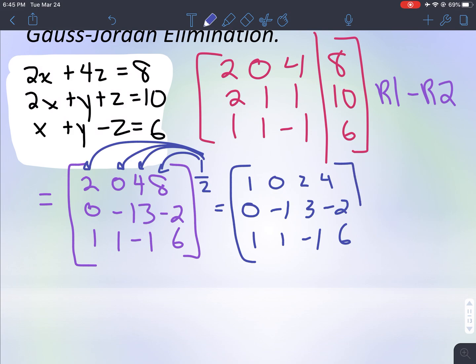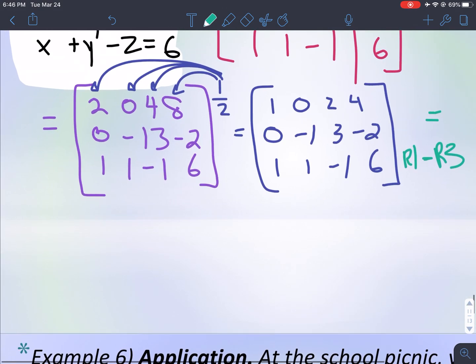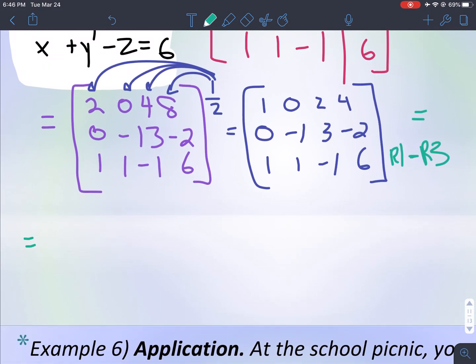Okay, so my next matrix, I have a 1 on the top diagonal there, and I have a 0 underneath. So far, so good. What else can I do next? See this 1 and 1? Why don't we do row 1 minus row 3? It'll give me 1, 0, 2, 4, 0, negative 1, 3, negative 2. Those stay the same. In the last row, 0, negative 1, 3, negative 2.